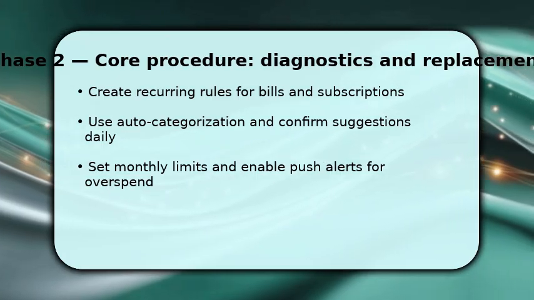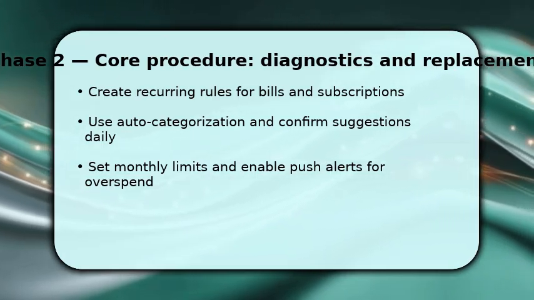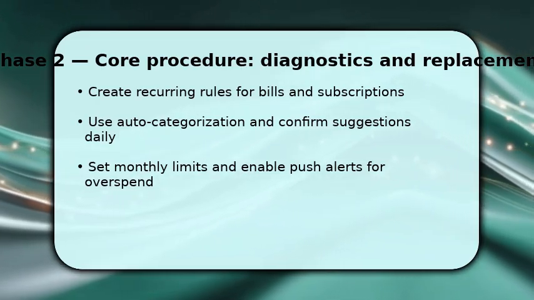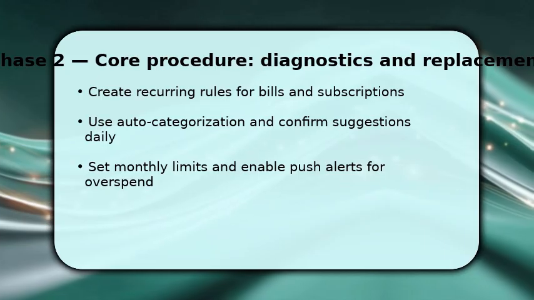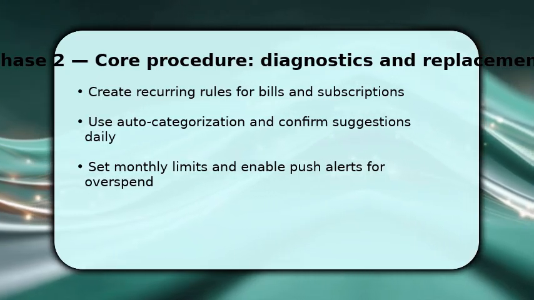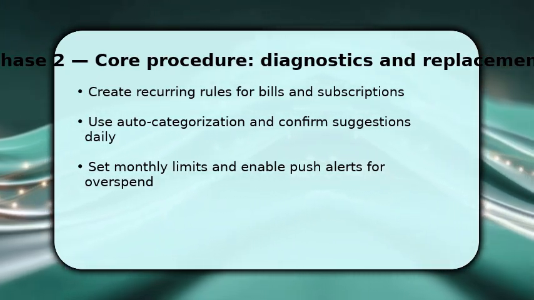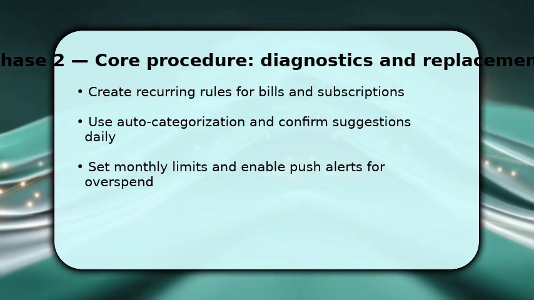Then set monthly limits for each category and turn on push alerts for overspending. This keeps you accountable in real time. Also, link savings goals and automate transfers. This makes progress passive. If you notice trends, adjust category limits to reflect real life and reduce manual fixes.